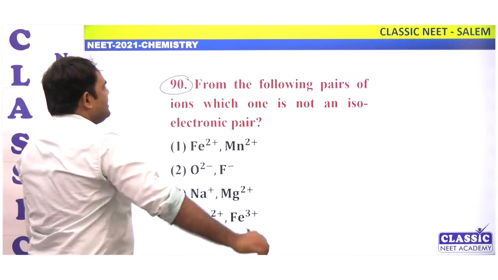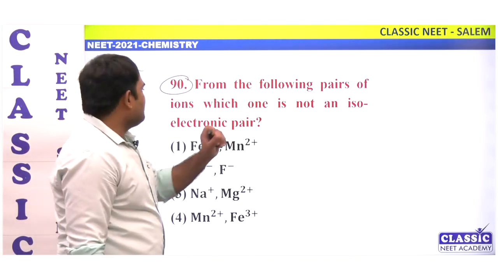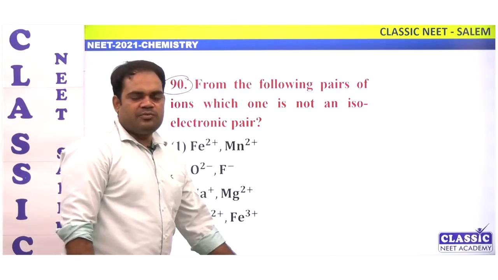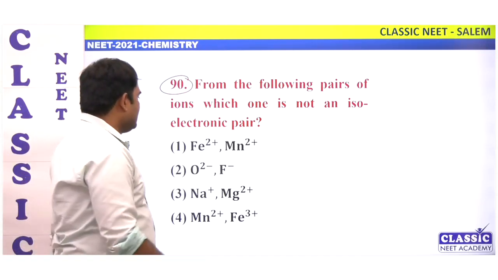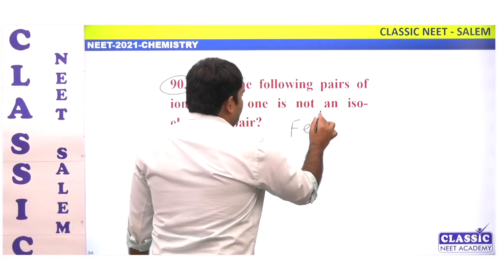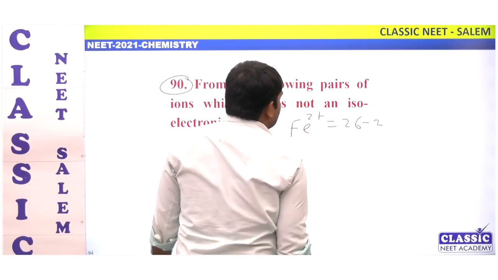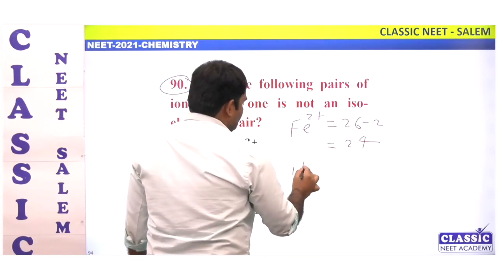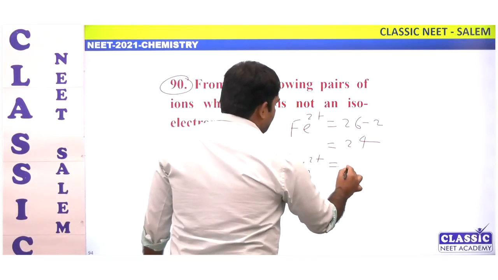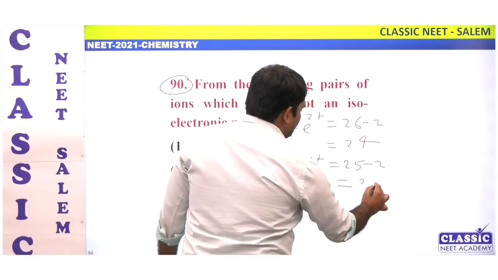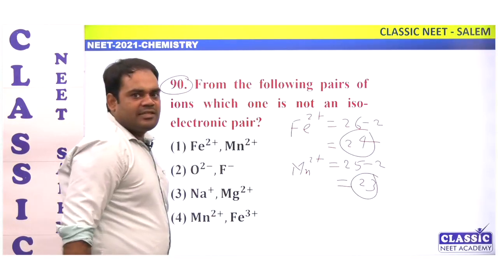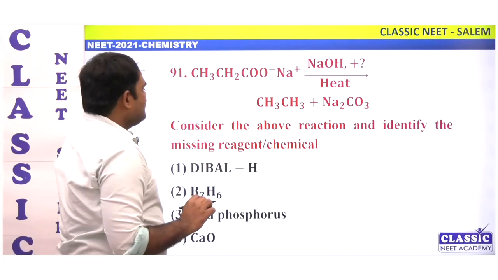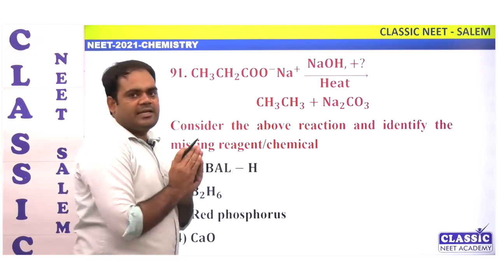In question number 90 it is given: from the following pairs of ions, which one is not isoelectronic? Which one does not have the same number of electrons? So for Fe2+, we can say that is 26 minus 2, so it is coming 24. What about for manganese 2+? That is 25 minus 2, so 23. So look, the number of electrons is not the same. So which one is the correct answer? First one.